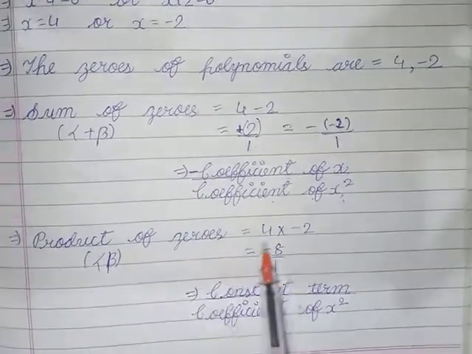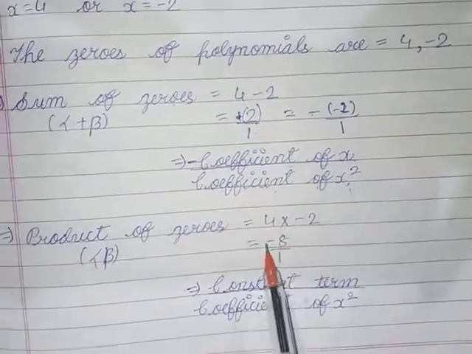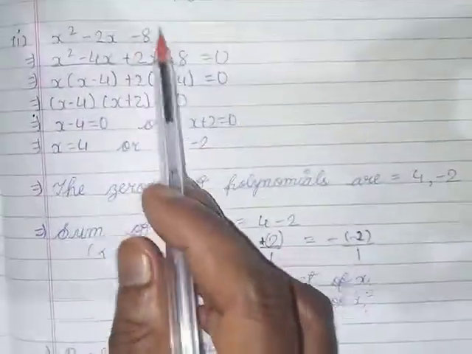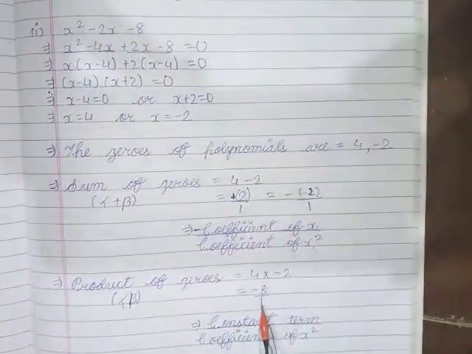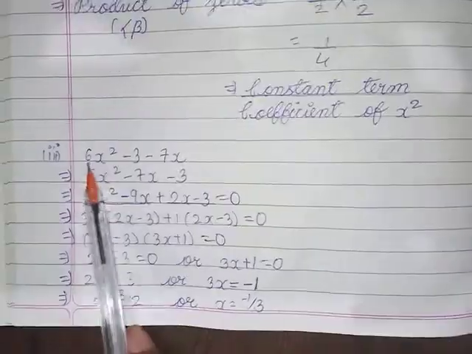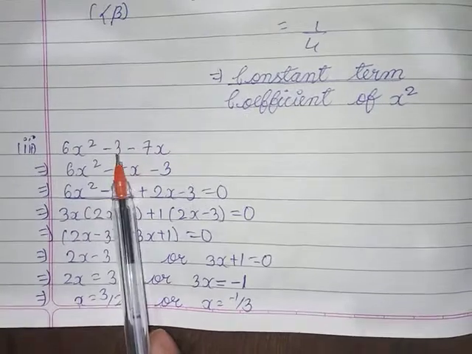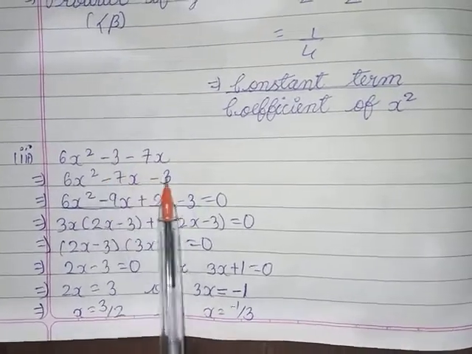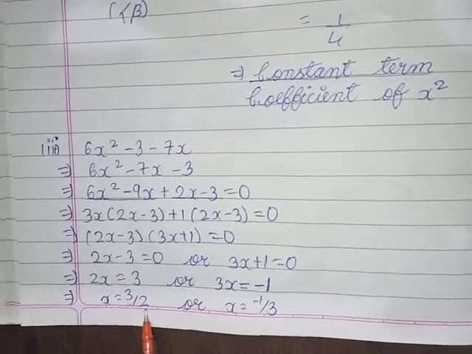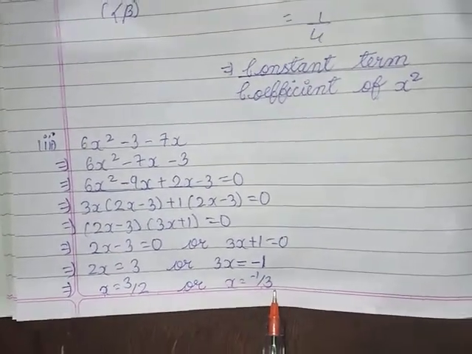What is the product of zeros? 4 into minus 2, minus 8. So what is minus 8 actually? Minus 8 is the constant term. What is 1? The coefficient of x square. Hence it is verified. Next, 2x square minus 3 minus 7x, you have to rearrange. After rearranging, you get the factors x is equal to 3 by 2 or x is equal to minus 1 by 3.